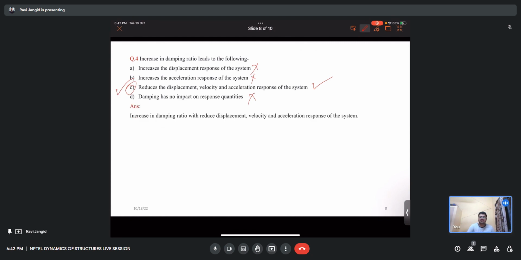So an increase in the damping ratio will reduce the displacement, velocity and acceleration response of the system.